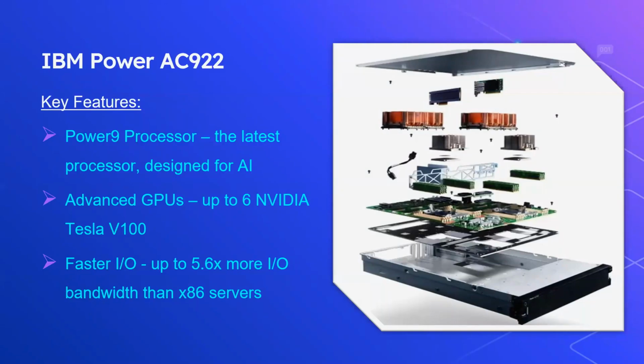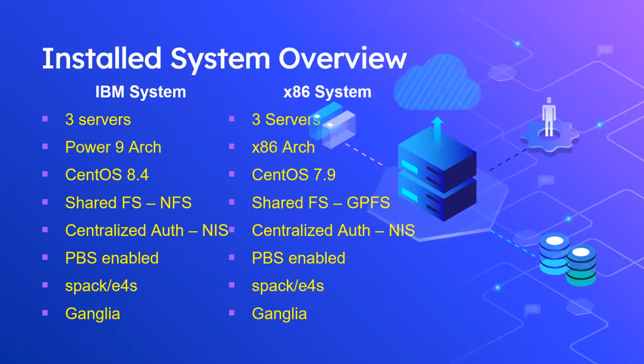So this is the installed system, and these are the components which are installed. If I'm talking about IBM, we have 3 servers, which are equipped with CentOS 8.4, and we have a shared file system NFS and centralized authentication NAS, and we have a portable batch system here, and E4S and Ganglia monitoring too. Same as we have in x86 also, but there we have CentOS 7.9 with the GPFS shared file system.